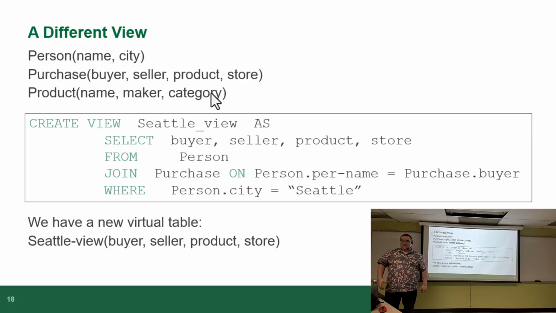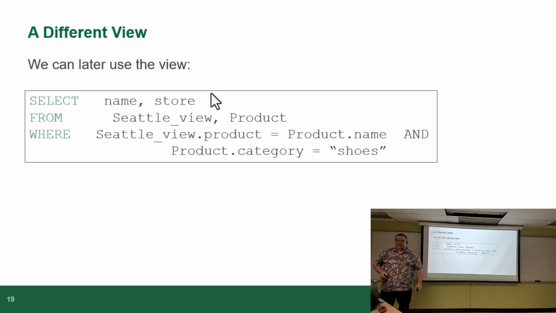So here's a view. This will actually talk about some of the technical stuff happening. Create view Seattle_view as buyer, seller, product, store from person, join purchase. There's our view. Our view is going to be called Seattle_view, and that's an underscore view. Don't pay attention to this dash here. It's supposed to be an underscore. I actually inherited these slides from someone else and they're pretty terrible.